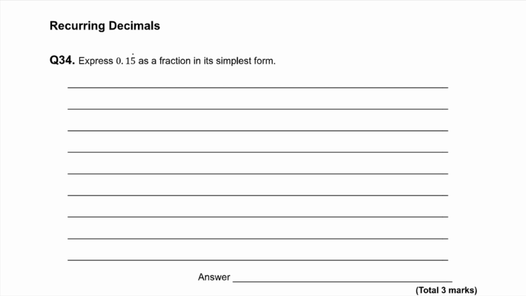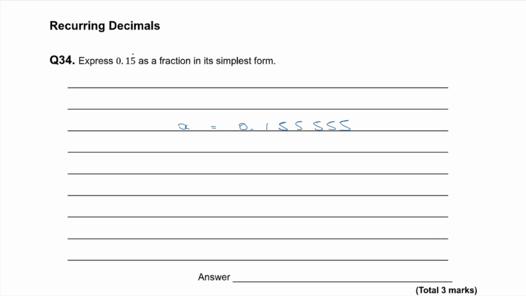So express 0.15 with a dot on top as a fraction in its simplest form. So I'm going to let that be equal to x. X is equal to 0.1. I'm just going to draw some of these 5s in so I get a feel for the number. Okay.